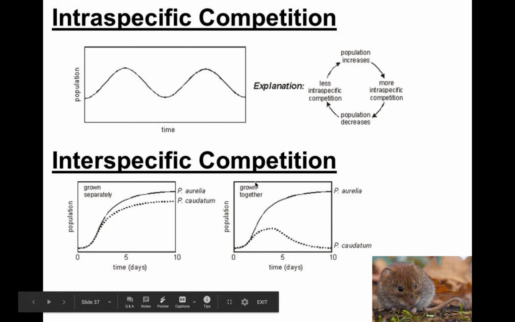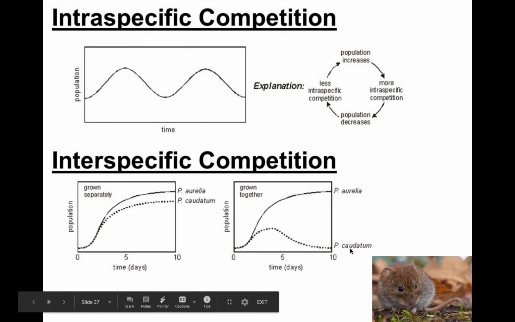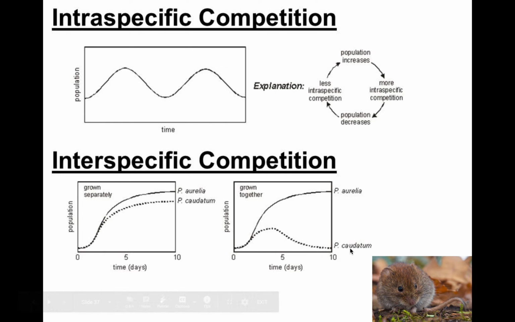And this happens because typically when you have competition between different species, there usually is going to be one that can outcompete the other. If this one can outcompete, and then this one can't really keep up, it'll suffer. It'll suffer in the process.